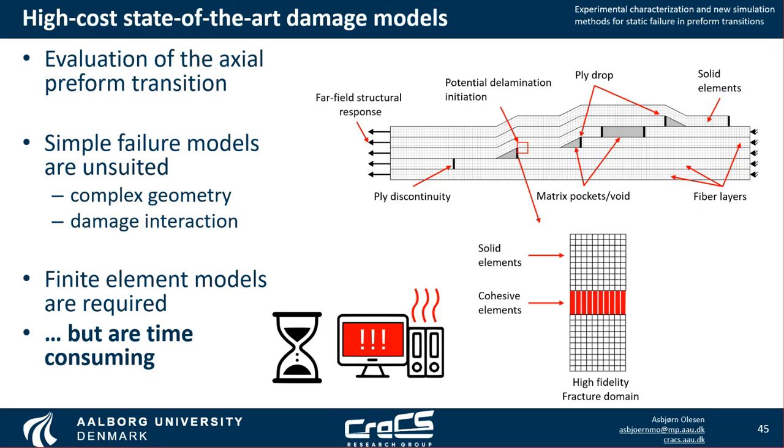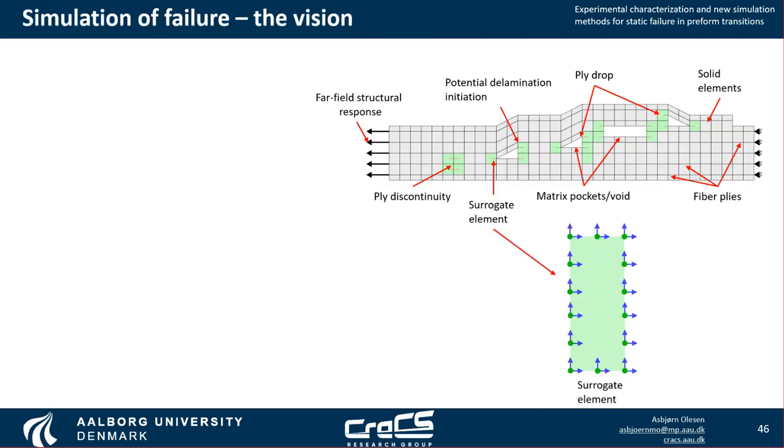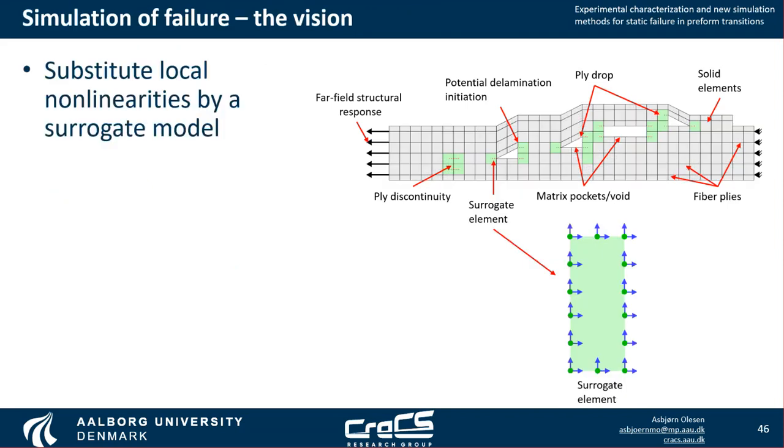Our vision to approach these issues is to introduce surrogate models. So our idea specifically is to substitute the local nonlinearities, which are the damage, delamination cracks, by a surrogate model. And what a surrogate model is, basically, is that we take a very complex phenomena and substitute it by a more efficient and simpler to evaluate model.